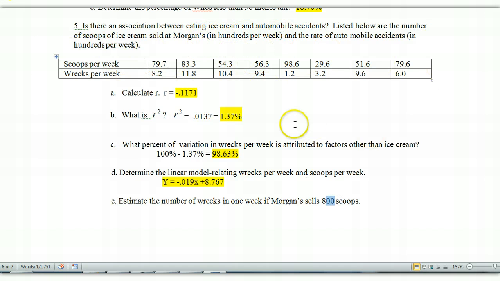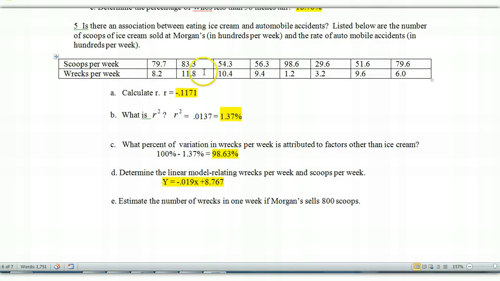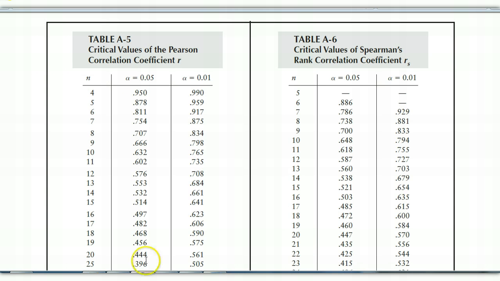So these numbers are in hundreds per week. So we would just put in 8, but we would also want to make sure that this is linear, the correlation, that this is satisfactory to use this model. Remember, we compare this R to that critical R from this table, A5 in your book or in the foldout, and we look at how many data points we have. So again, we have 1, 2, 3, 4, 5, 6, 7, 8 pairs of data. So that means that n equals 8.